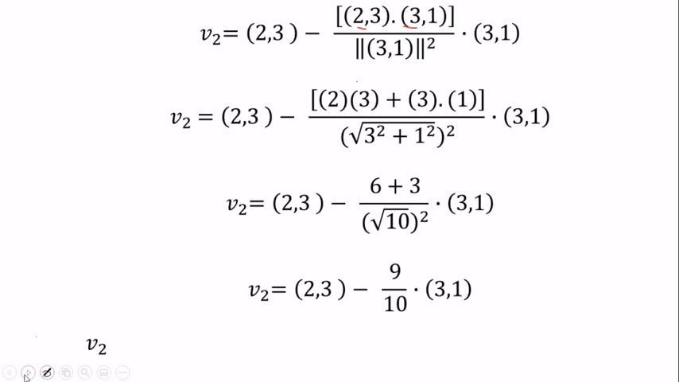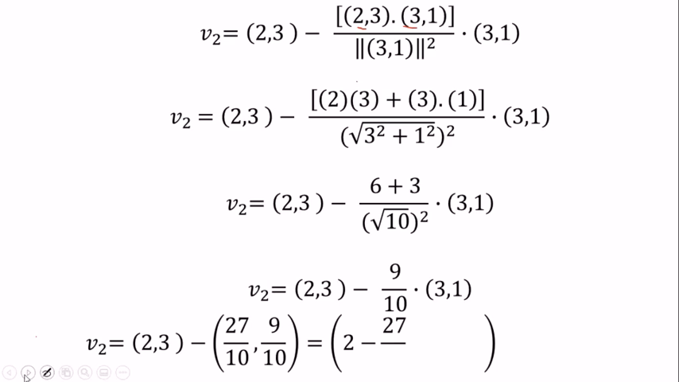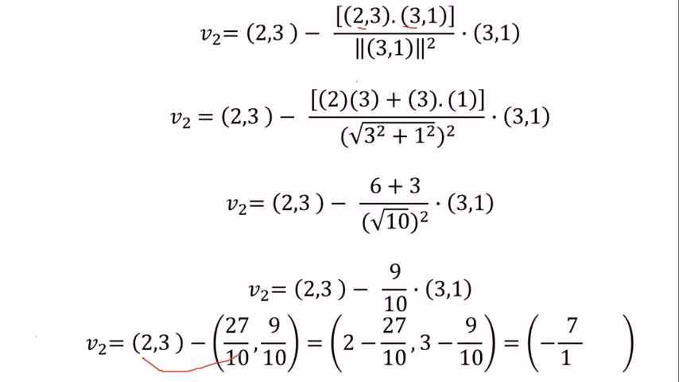So we'll get this is equal to 2 by 3 minus 27 by 10, 9 by 10, after multiplying 9 by 10 inside. Then simple subtraction of these two vectors, that is 2 minus 27 by 10 we will write here, and then 3 minus 9 by 10 here. 2 minus 27 by 10 is minus 7 by 10, and 3 minus 9 by 10 is 21 by 10. So this is our v1 and v2.